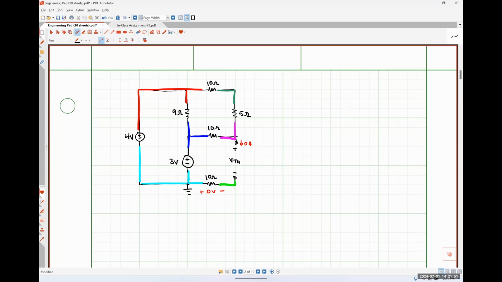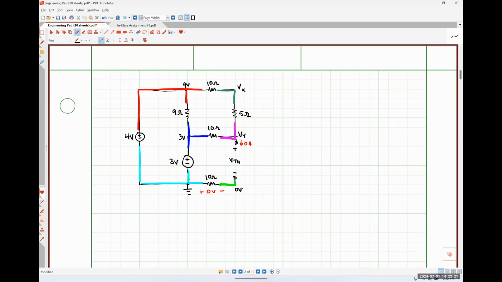So realistically, I only have an unknown voltage here. Let's call this one, for lack of a better term, Vx, and an unknown voltage here, Vy. All of my other voltages are known quantities, right? We know that this node is at 4 volts. We know that this node is at 3 volts. And we know that this node is at 0 volts. So I'm going to have a 2 equation, 2 unknown system.